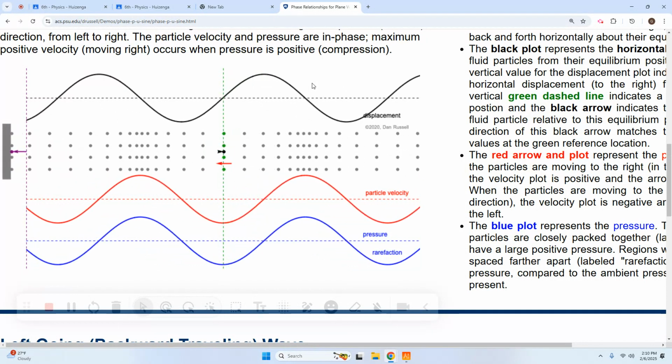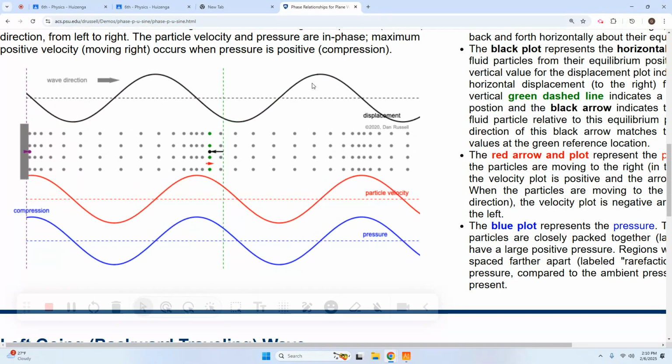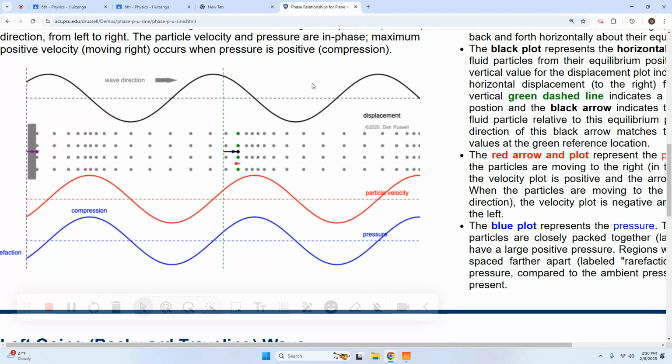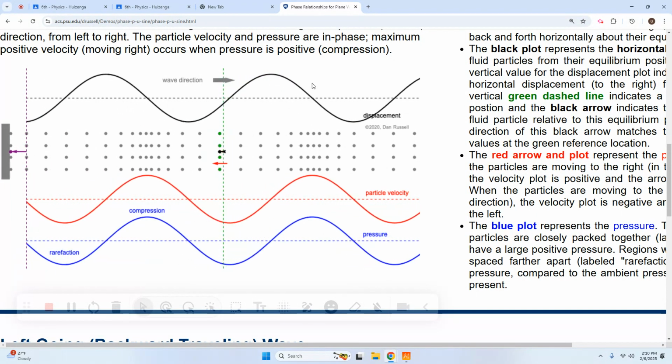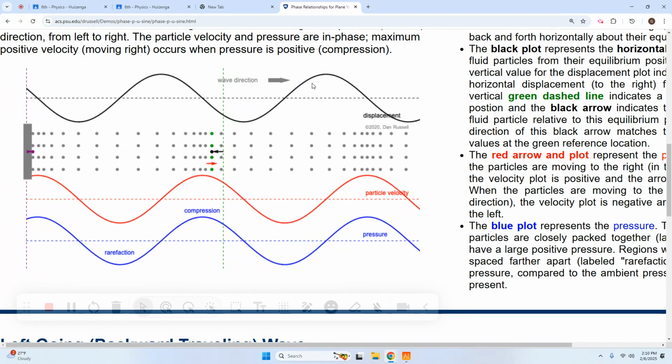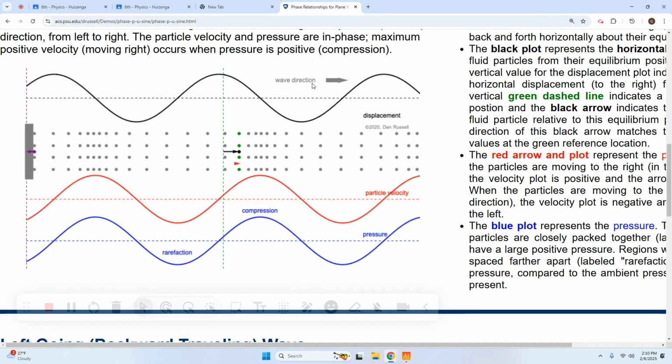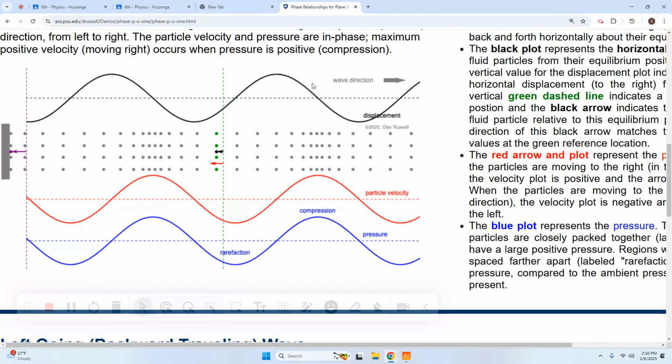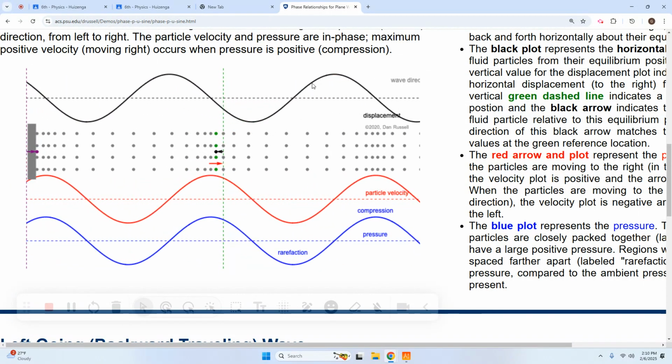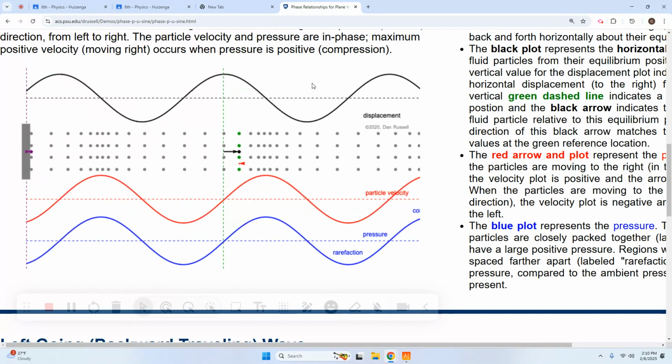So the top wave, the black wave there, is displacement. The one below that, the red wave, is particle velocity. And then the pressure, the blue one, is a pressure wave. So these are longitudinal in nature. So these particles are vibrating left and right like this as the wave moves between it.